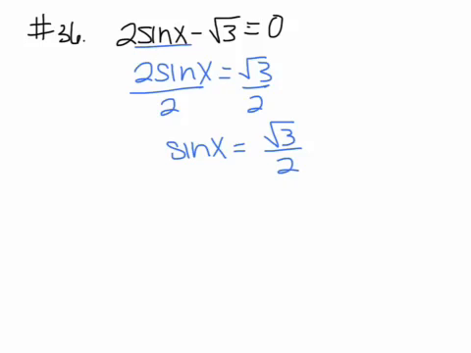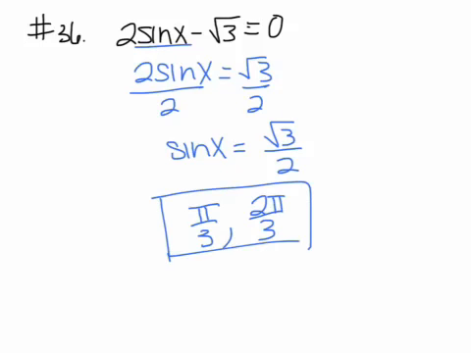So when I go to my unit circle, I know it has to happen in quadrant 1. Remember, it goes cosine sine. So at pi thirds. I also know in quadrant 2, sine is positive. So I'm going to say the other answer is 2 pi thirds. Now, when you check this, make sure your denominator is consistent.